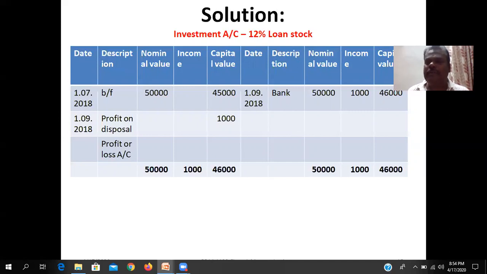But the double entry for the profit on disposal: investment account debit, profit or loss account credited. So that is what is debited to the investment account on 1st September 2019. Profit on disposal 1,000 should be recorded under the capital value. You know that if you have the profit on disposal, that is investment account debit, profit or loss account credit. If you have the loss on disposal, profit or loss account debit and investment account credit.